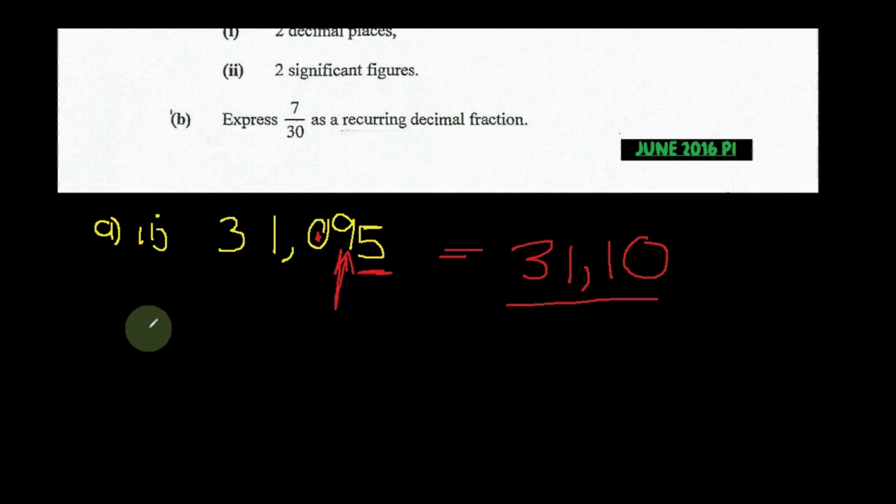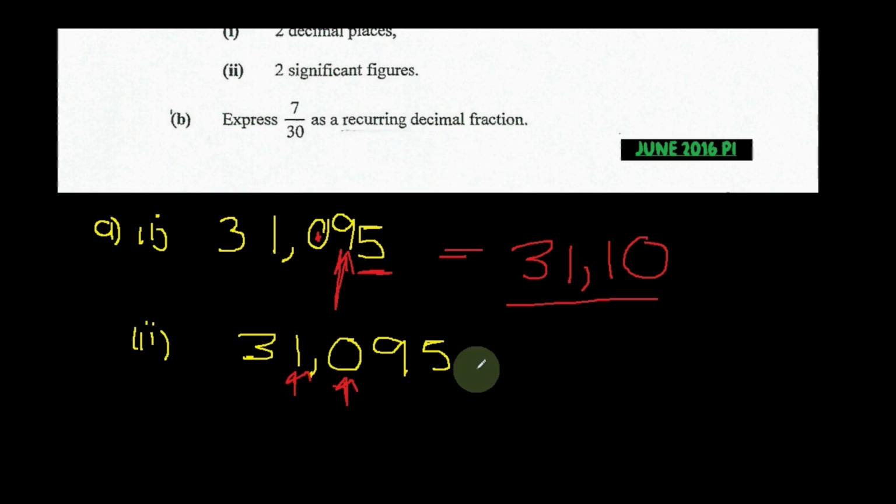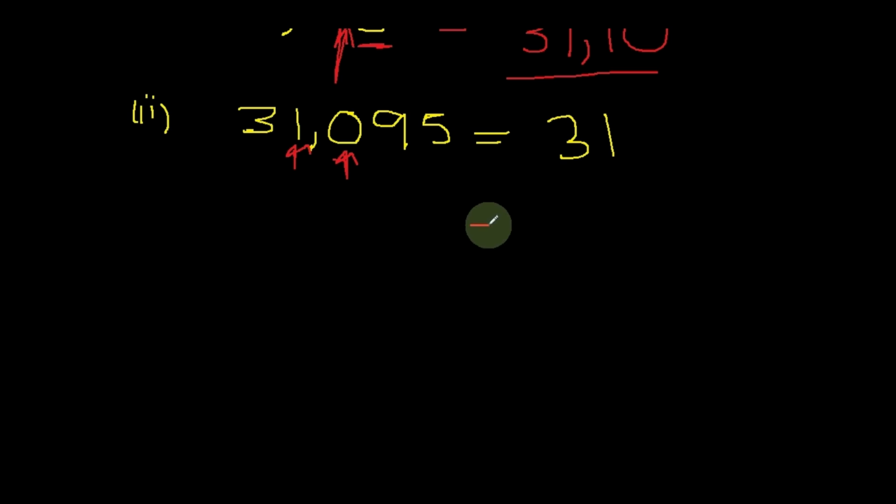Now part 2. 2 significant figures, 31,095 to 2 significant figures. 1 here is the second significant figure, 3 being the first. Therefore we focus on 0. 0 does not round up, therefore we have 31. 31 is our final answer.